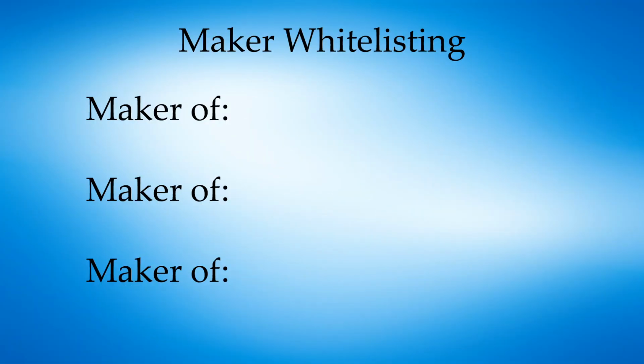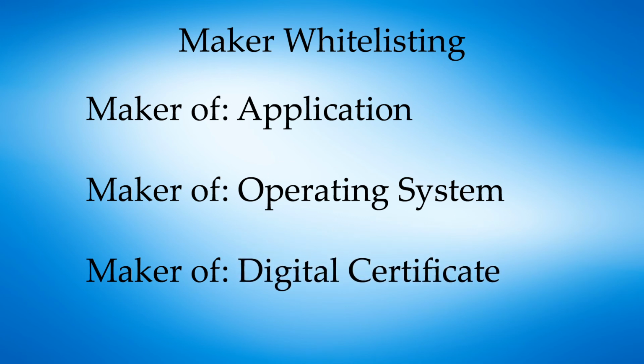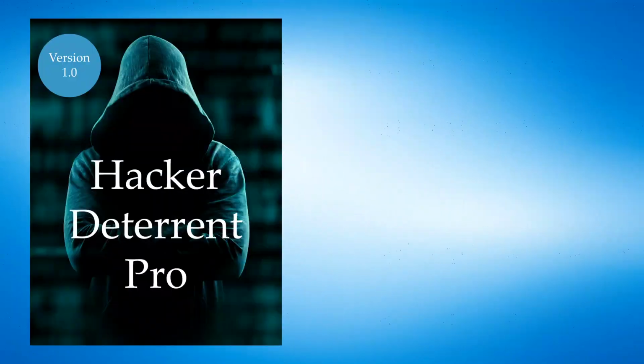Generally speaking, your apps only need to talk to their makers with a couple of notable exceptions. Some apps may need to talk to Microsoft, the maker of your Windows operating system. For security reasons, other apps may need to verify their digital signatures with the Digital Certificate Authority, the maker of the software's digital certificate. If you see an application trying to talk to the maker of your operating system or the maker of its digital certificate, then you can safely allow this traffic as well.